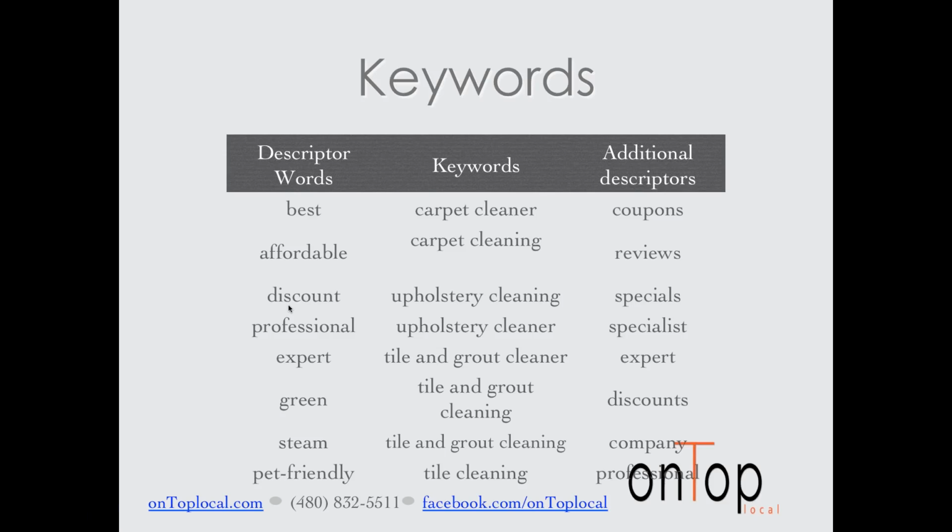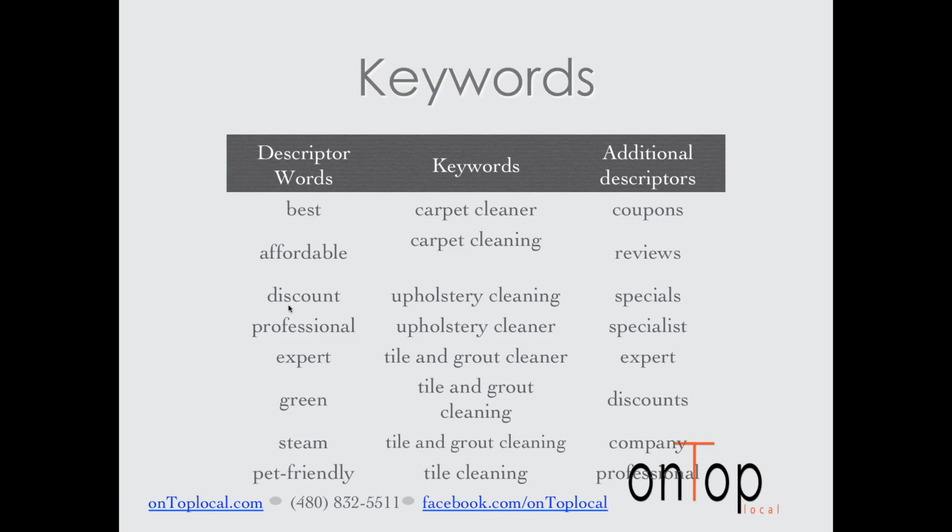the additional descriptor. These are keywords that I can put on the back side, like coupons, reviews, specials, specialist, expert, discounts, company, professional. So now I've got this list, and here I think I've got about 8 different keywords on this list. Now you can make a much bigger list than this, but I've got 8. But look what I can do with that.